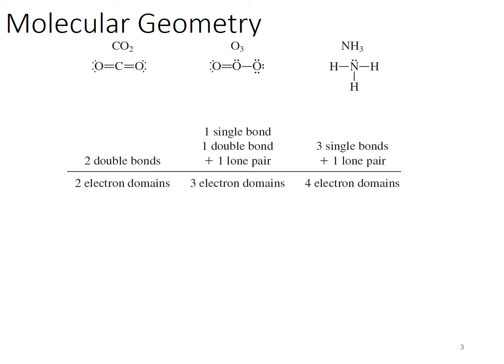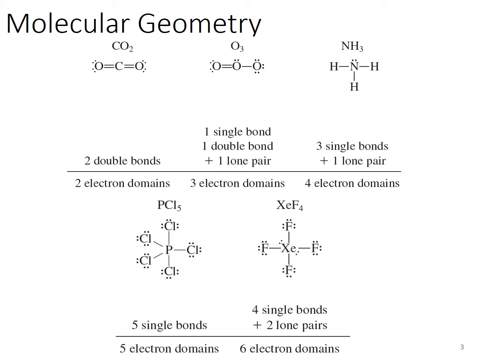These have names associated with them. So whenever you have two electron domains, the electronic geometry is linear. If you have three electron domains, the electronic geometry is trigonal planar. If you have four electron domains, the electronic geometry is tetrahedral. We can actually go a little bit beyond this. There are 5 electron domains and 6 electron domains. These are the only options that you can have: 2, 3, 4, 5, or 6.